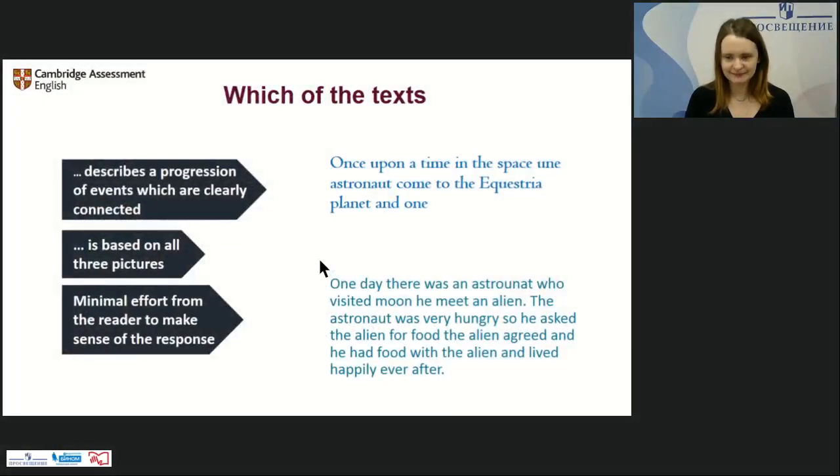There are 2 stories here, and both of them are real, from real candidates. Have a look at them and tell me which one describes a progression where the events are clearly connected, and which one is based on all 3 pictures with minimal effort from the reader to make sense. Which of these stories will get a 0, a 1, a 2, a 3, a 5, or maybe a 4? How would you assess them? Story 1, how many points? Story 2, how many points?